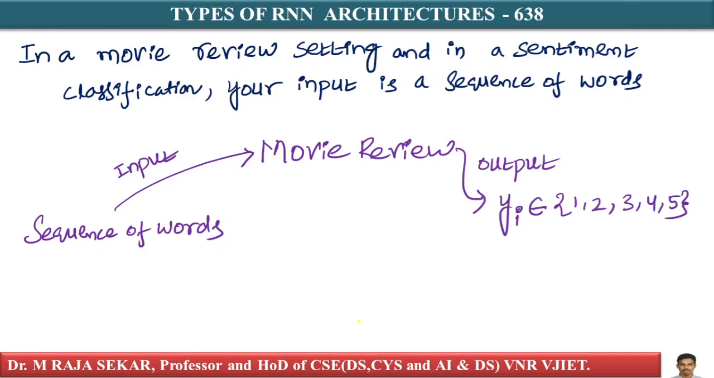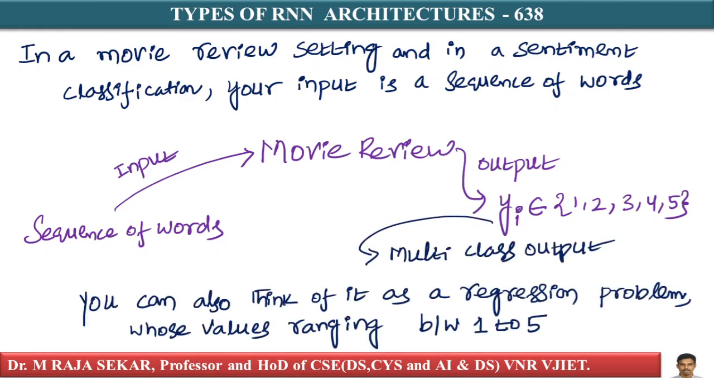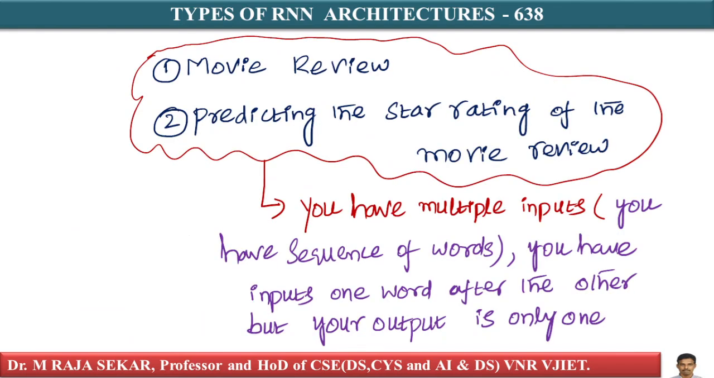You can also think of it as a regression problem whose values range between 1 to 5. You can think of a multi-class problem or regression problem. There is a 5-star rating that you can provide. So these are a couple of examples, like predicting the star rating of a movie review, or predicting the sentiment of a review.